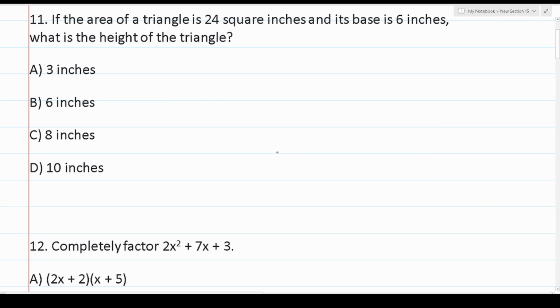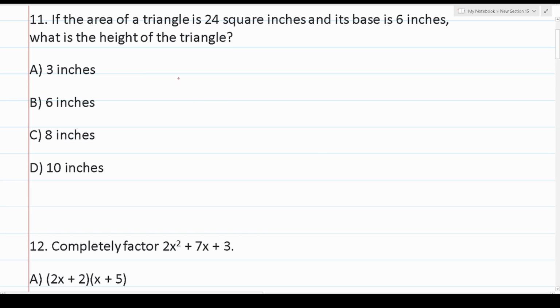All right, so the website starts the mathematics knowledge subtest at question 11, which is why we're starting at question 11 in this video. And it says, if the area of a triangle is 24 square inches and its base is 6 inches, what is the height of the triangle?